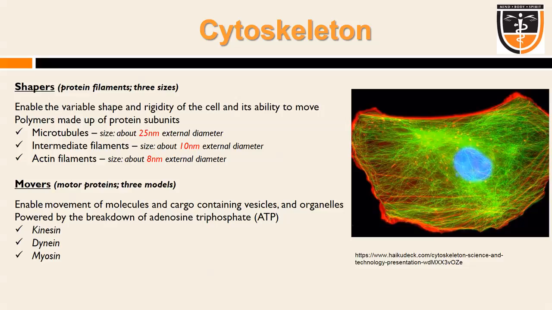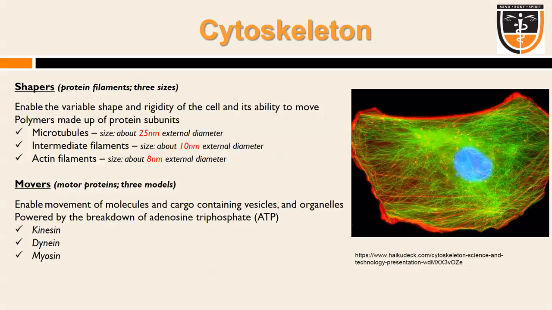We can divide these cytoskeletal proteins into two groups, into shapers and movers. Shapers are formed by protein filaments, and these shapers enable the variable shape of the cell, and they also work as a skeleton. You know what a skeleton does? It is the attachment point for our muscles. So the skeleton is important also in our movement. So these shapers not only regulate the shape of the cell, but they also are very important for the movement of the cell. These are made by polymers. We mentioned those globular polymers, and these polymers are made of protein subunits, those globular proteins. Now, the three groups we're going to mention today again are microtubules, which are the largest. They're around 25 nanometers. Next in size, below them, are intermediate filaments, and the smallest are actin filaments.